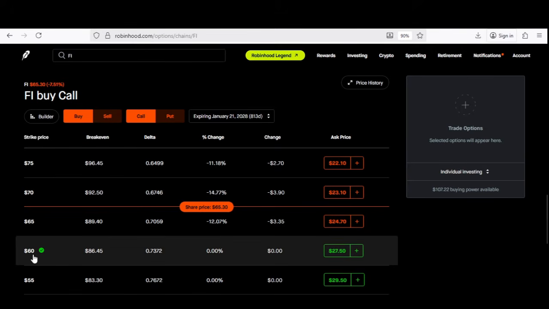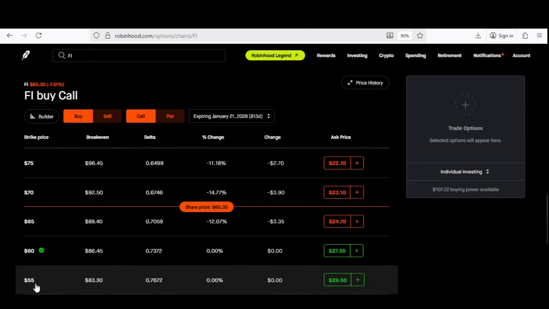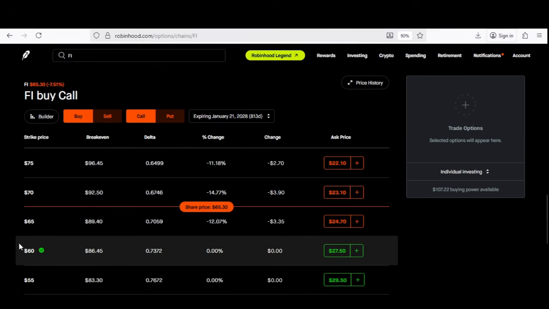So the strike price I will be going with is going to be the $60 price. Now, you can go with the 65 or you can go with the 55. Both of them are good as well. Like I said, the current share price is in uncharted territory right now, so there's no evidence that tells us which one is going to be the best one.